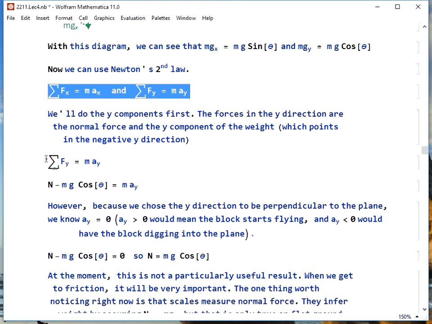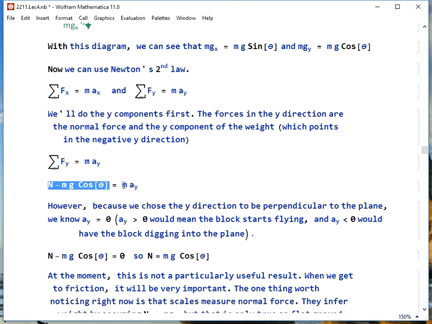The forces we have are the normal force, and then mg cosine theta. And the sum of those, and the mg cosine theta is negative since it points down, is equal to may. But this is the other advantage of working with the coordinate system we've chosen. We know ay has to be 0, because otherwise the block has to jump off the plane or dig into the plane, and we know that doesn't happen in real life. So N minus mg cosine theta is 0. That tells us the normal force is mg cosine theta.